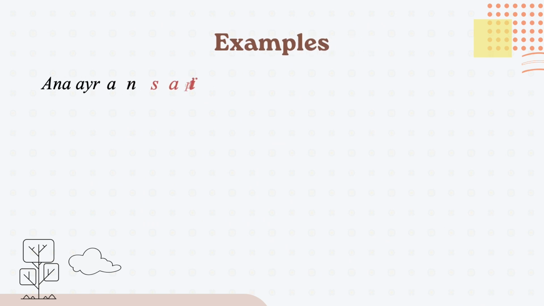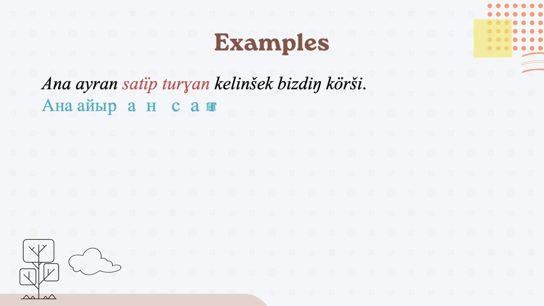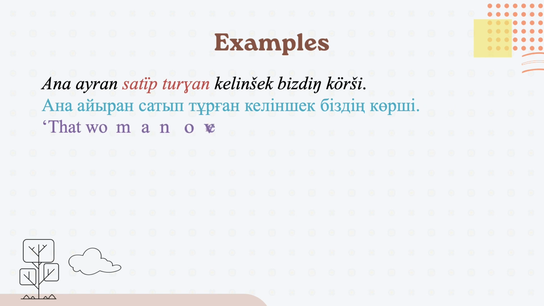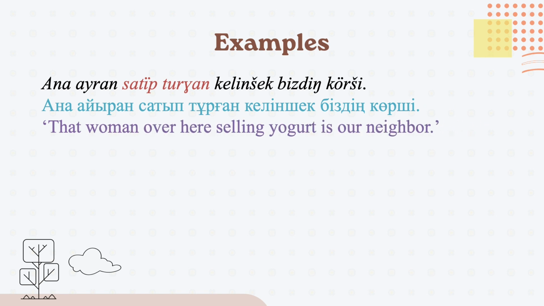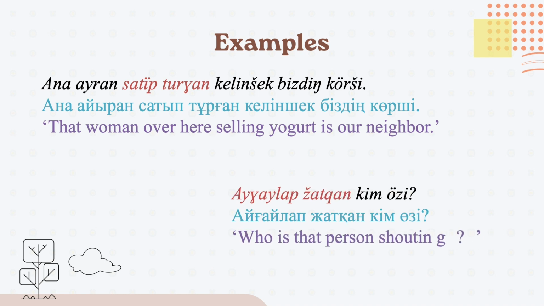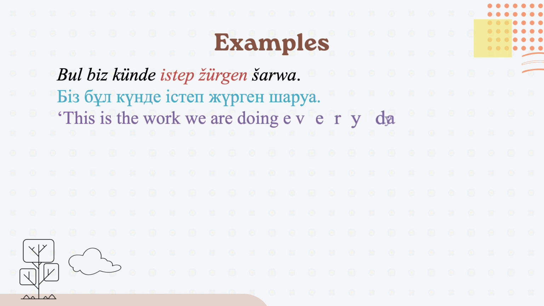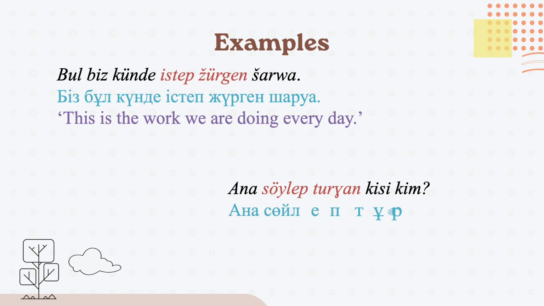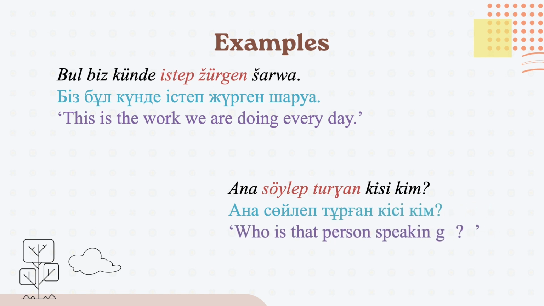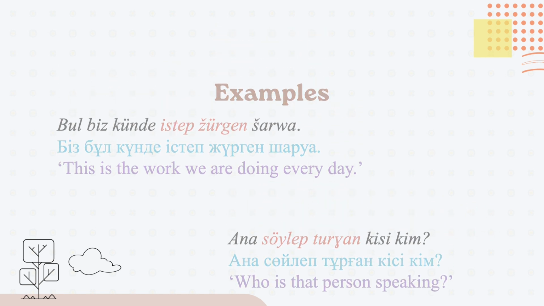There are some more examples. Ана айран сатып тұрған келіншек біздің көрші. That woman over there selling yogurt is our neighbor. Айғайлап жатқан кім өзі? Who is that person shouting? Бұл біз күнде істеп жүрген шаруа. This is the work we are doing every day. Ана сөйлеп тұрған кісі кім? Who is that person speaking?